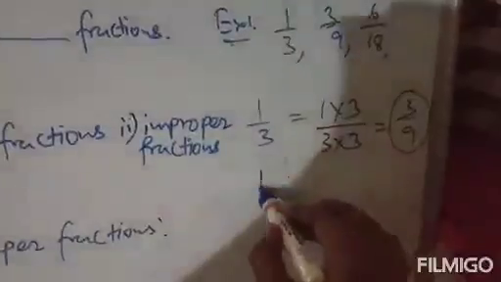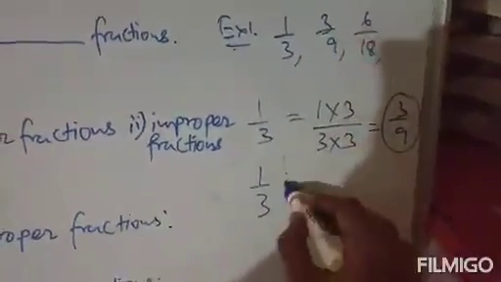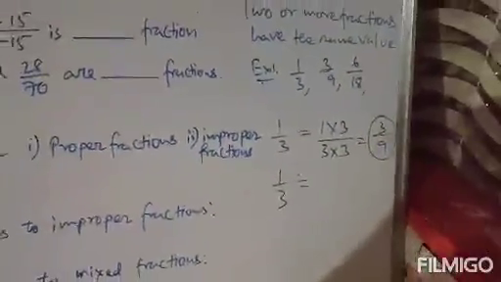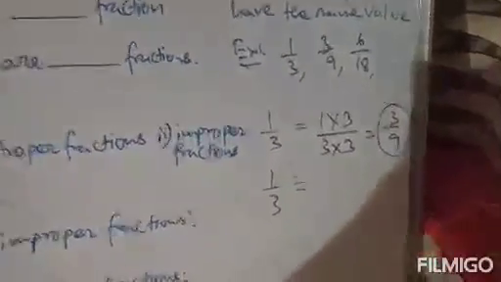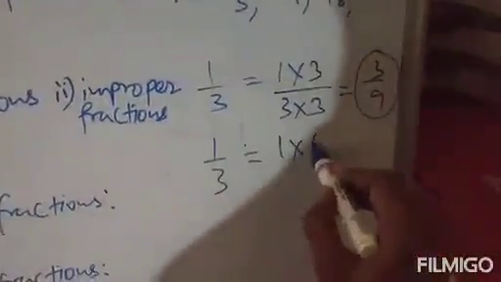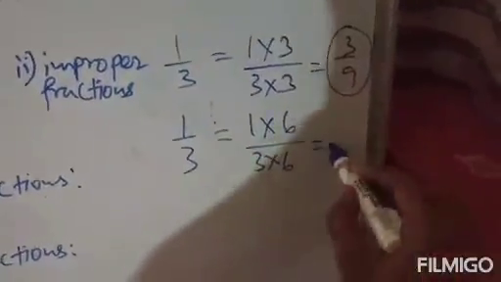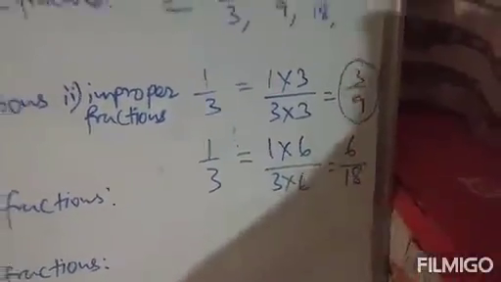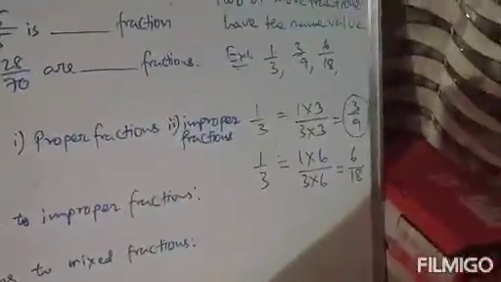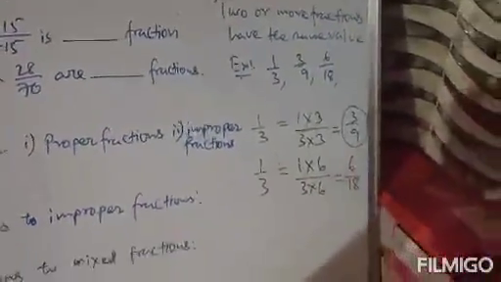Suppose you want to multiply the fraction with 6. That means you will multiply 6 with 1 and also you will multiply 6 with 3. So the fraction formed is 6 by 18. That means 6 by 18 is also an equivalent fraction of 1 by 3.